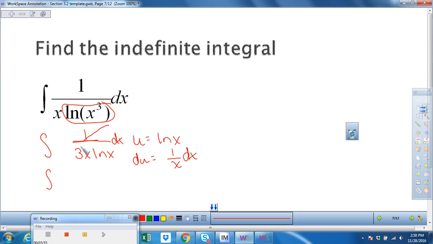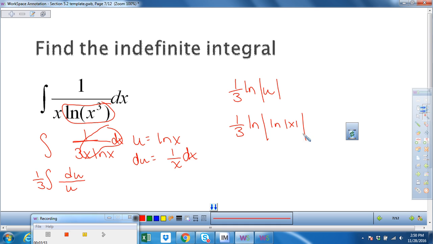And I have 1 over x dx. I have that in my original problem. I can factor out, or bring out, the 1/3, and now the 1 over x dx is du, and the natural log of x is u. So it's going to give me something funny, but it makes sense. It's 1/3 the natural log of u, which would be 1/3 the natural log of the natural log of x. Beautiful. What did I forget? There you go, plus c.